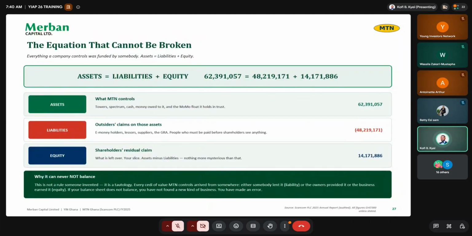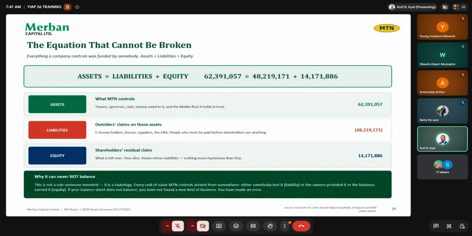So if right now all Momo holders say they're coming for their money from MTN, the assets of MTN are going to decrease. MTN has that asset because nobody is saying bring it back. It is holding it in trust for consumers. So all the liabilities come to 48.2 billion.